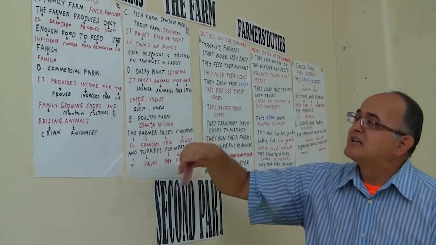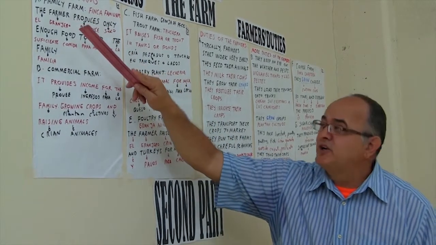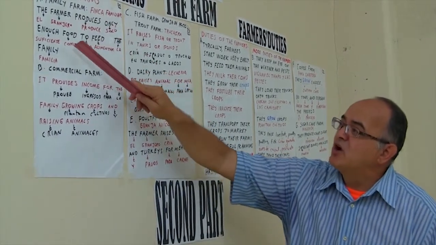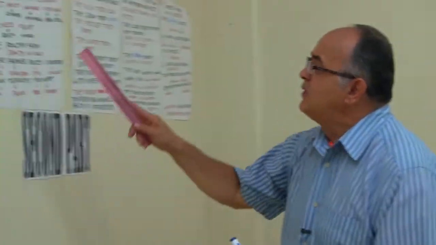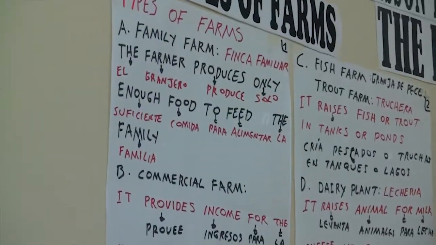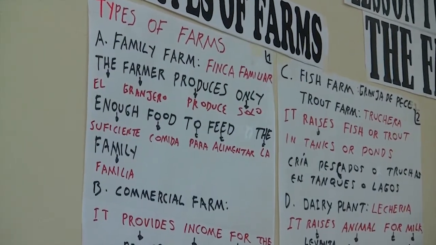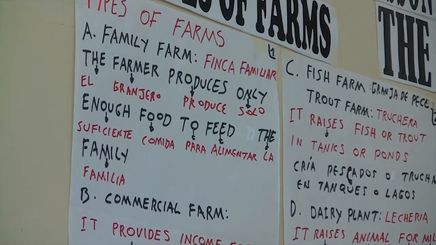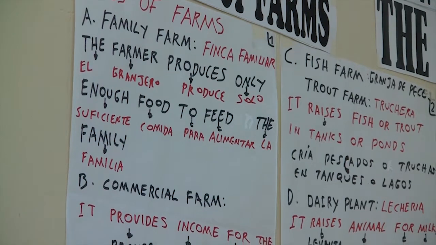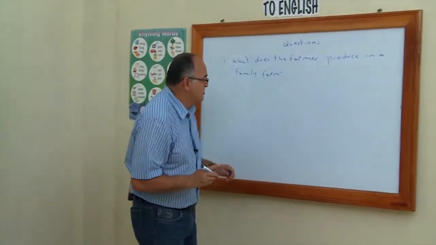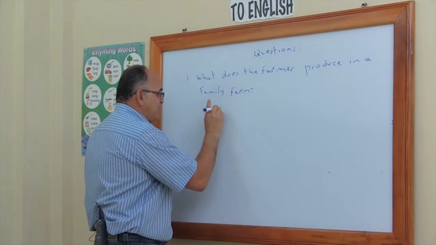You see English and Spanish. The farmer produces only enough food to feed the family. That's what happens in a family farm. But remember, when we say enough, remember this pronunciation. So the answer to this question, you see that in the poster. I'm not going to write the answer. You have it there in the poster. Enough, remember, enough.